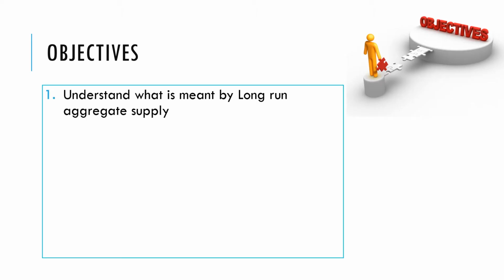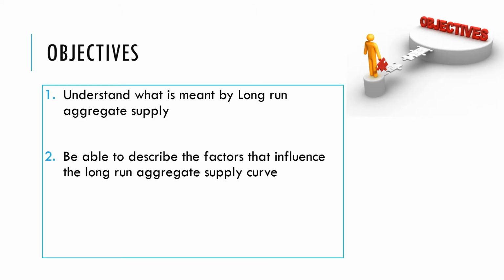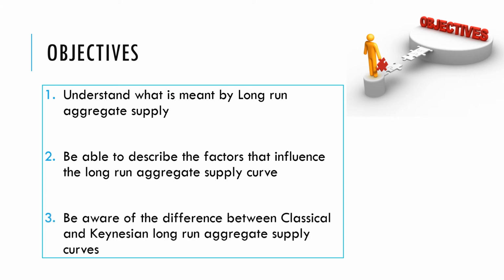So we've looked at what is meant by long-run aggregate supply, and we've looked at the factors that influence the long-run aggregate supply curve. We're now going to move on to quite a tricky topic here, where we're going to look at two different views on what the long-run aggregate supply curve actually looks like. And we'll start off with the classical view and then look at the Keynesian view. You may want to rewind these sections and go through them again, but the key fact we need to take away is that we know the different shapes of the long-run aggregate supply curve.